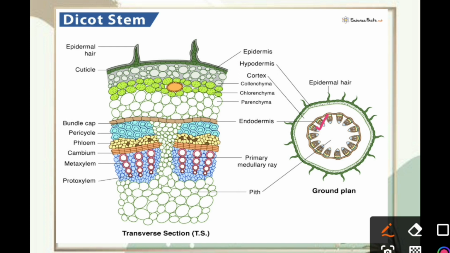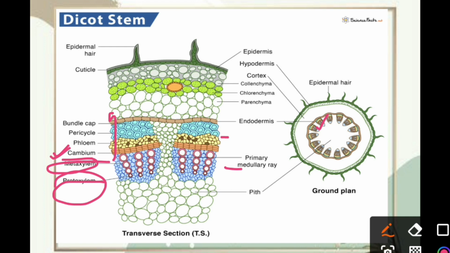They are collateral, which means xylem and phloem are present on the same radius. Open means a strip of cambium is present in between xylem and phloem. And the condition of xylem is endarch. Endarch means the protoxylem lies towards the center, and the metaxylem lies towards the periphery. The cambium present between xylem and phloem is known as fascicular cambium.